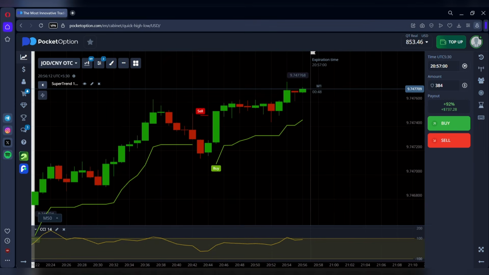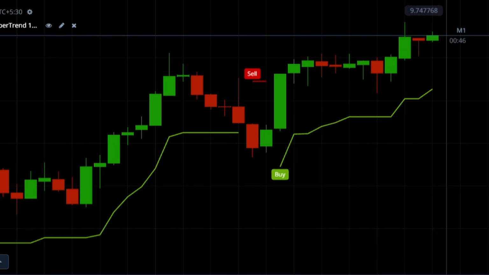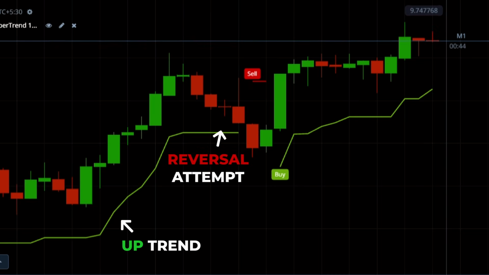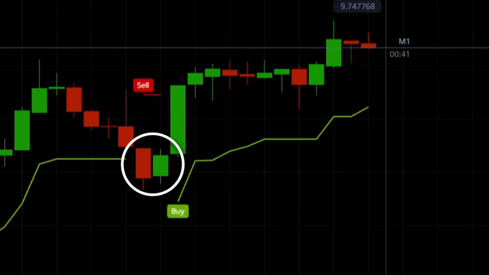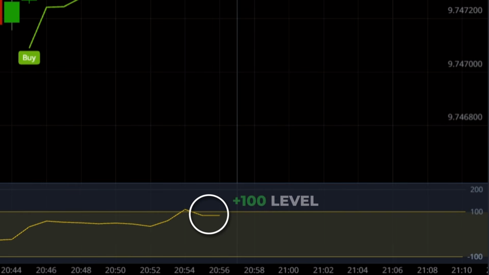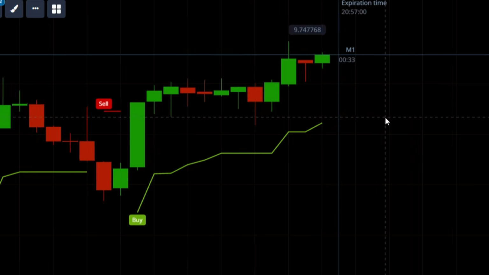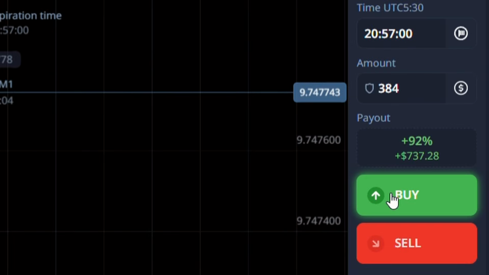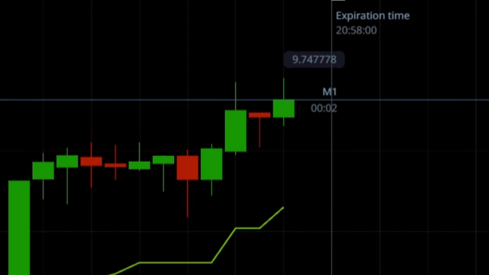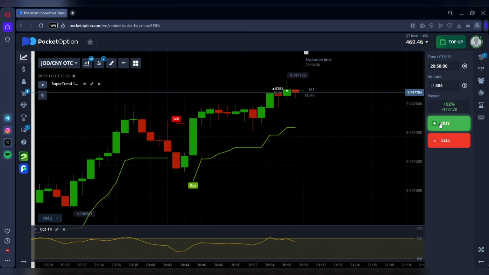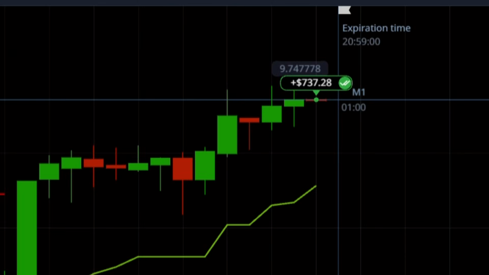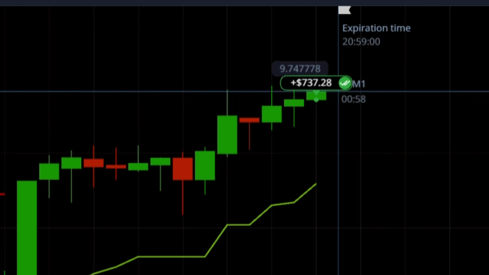Let's place one more trade. Here we can see that the market continued its uptrend and attempted to reverse right here. However, the pullback was rejected, and the market continued moving higher. We can also see that the CCI indicator has moved above the 100 level, confirming a strong bullish trend. So I'll enter the market with a $384 buy trade right here. As predicted, the market continued upward, and we profited on our final trade as well.